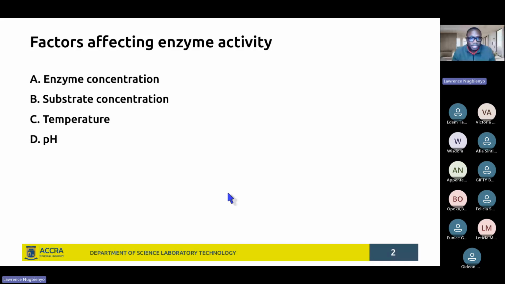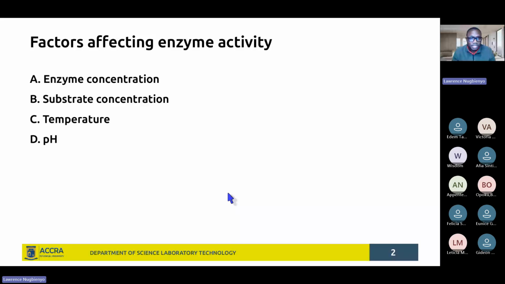We are going to take a look at 4 major factors that influence enzyme activity. The first is enzyme concentration. The second is substrate concentration. The third, temperature. And then the last one will be the pH level of the environment in which the enzyme is acting.